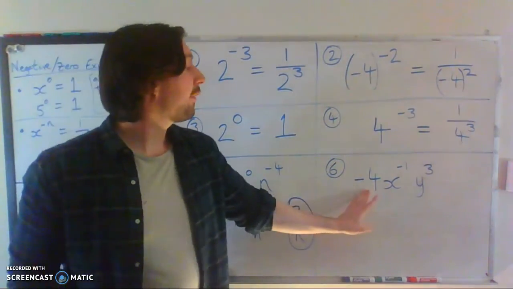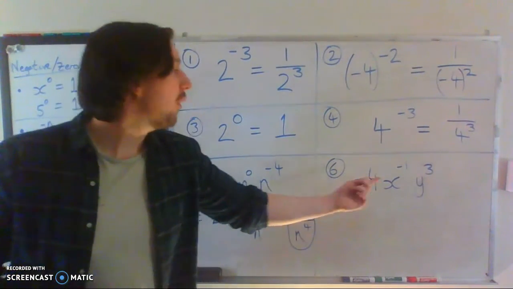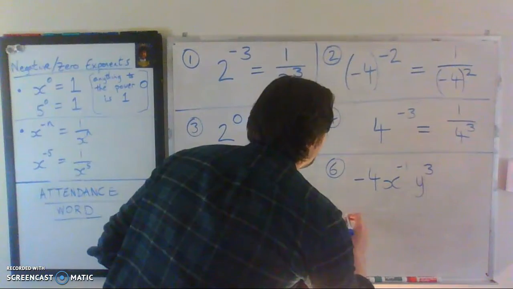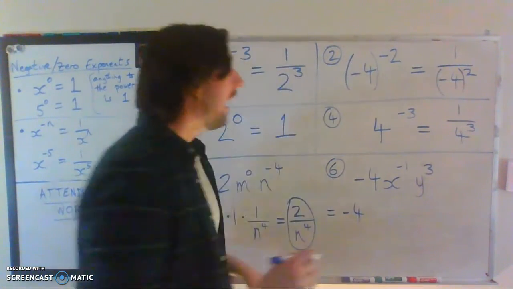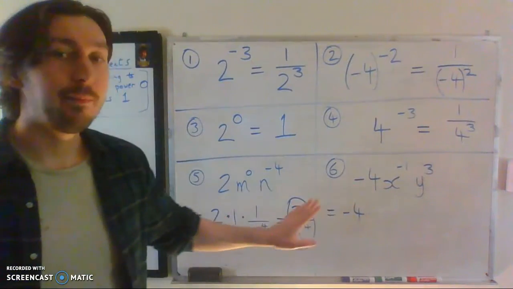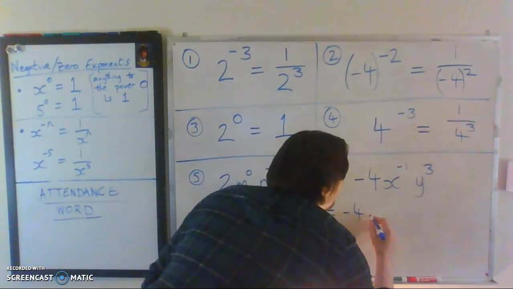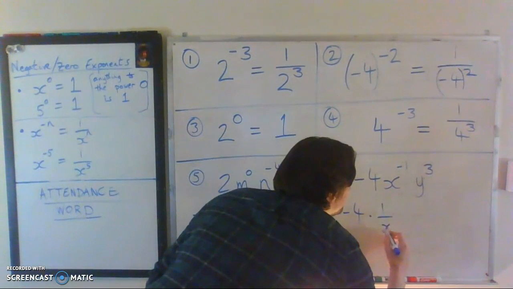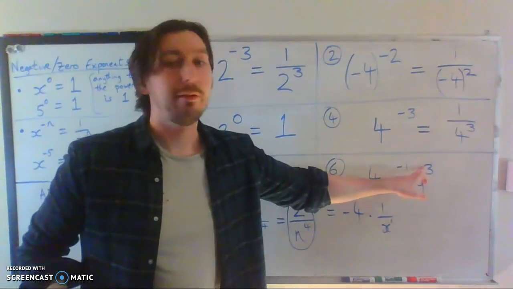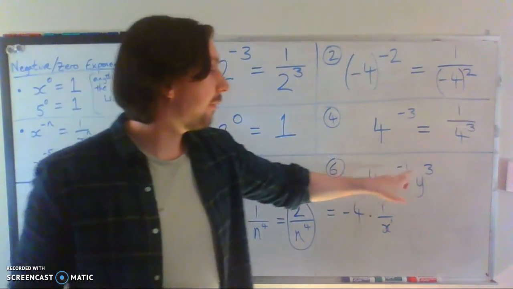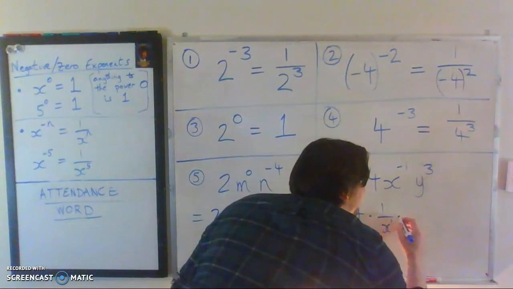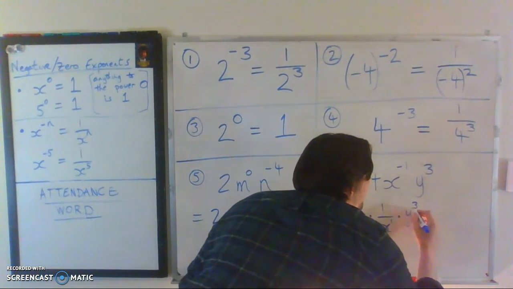Number 6, it's got this negative at the start. There's no power to this 4 though. I'm just going to keep that as it is. I'm still going to have negative 4. And then I've got x to the negative 1. I'm going to change that so it's 1 over x to the positive 1, right? And this is y to the 3. Now be careful here. It's a positive, so I'm just going to keep that as it is. That's going to go on top of my fraction.